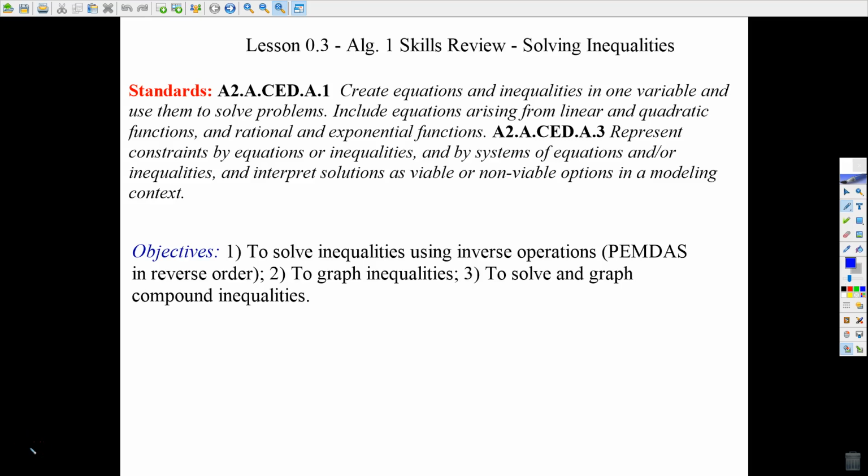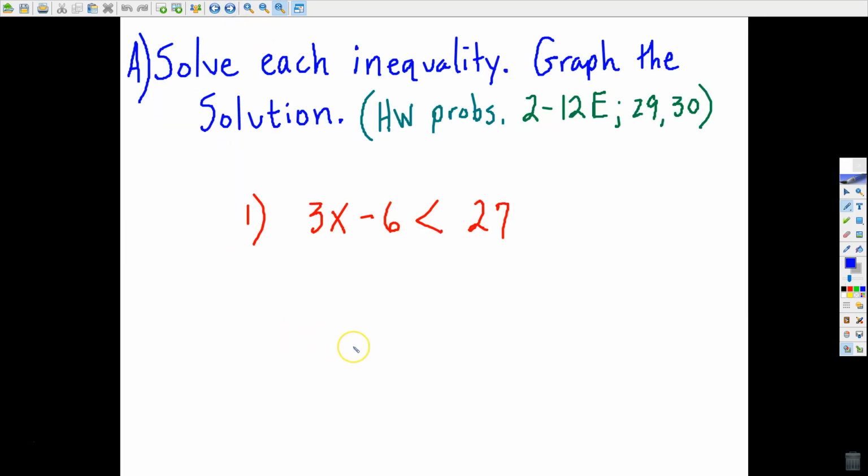All right, so we're continuing in our Algebra 1 skills review, and this is our third lesson in this review, and we're going to be solving inequalities. We'll be solving and graphing inequalities, just a review of that skill that you learned in Algebra 1. And then we're going to move on to a little more complicated, how do we do this solving and graphing of compound inequalities. So that's kind of the layout of today's lesson.